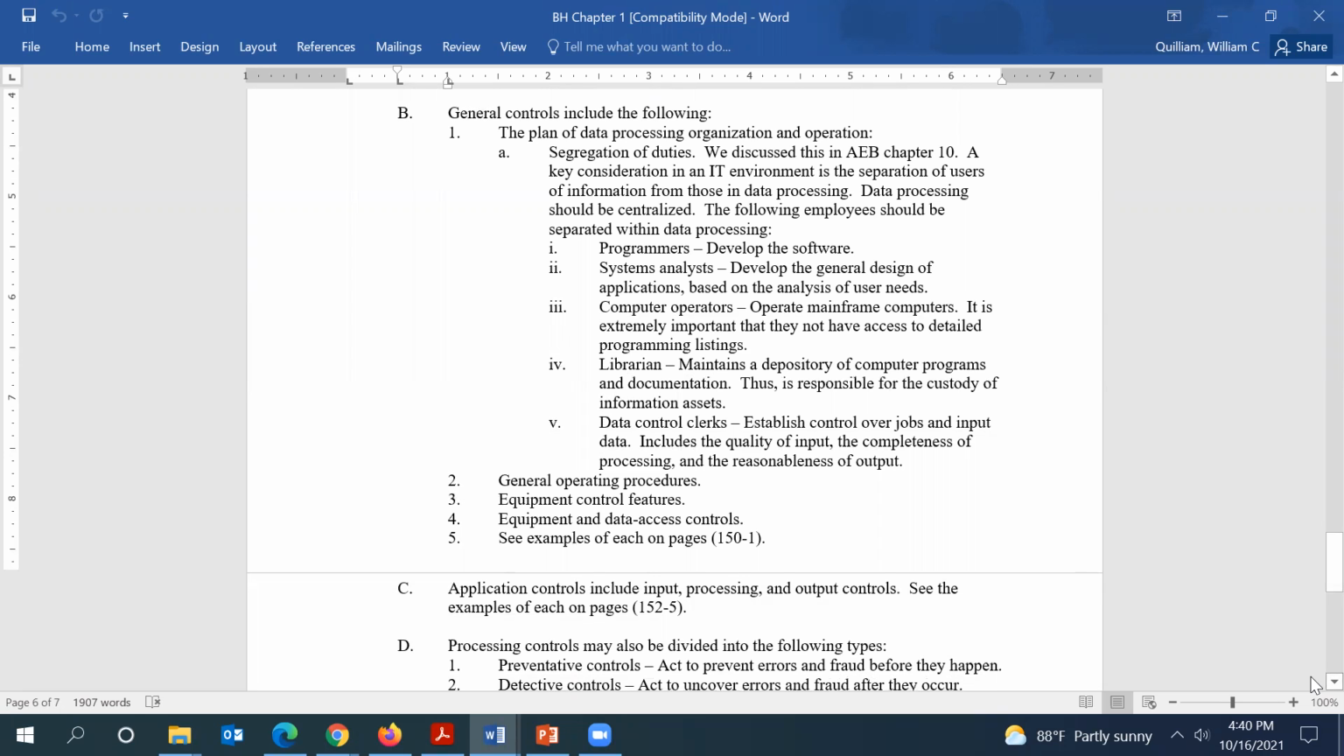Then B, general controls include the following. Well, the plan of data processing and operation. A big thing, we've studied it before in the first auditing course, segregation of duties. And a key consideration in an IT environment is separation of users of information from those in data processing, because a computer combines a lot of duties. So this is one way in which we try and keep as many duties as possible segregated, separate from each other so they serve as checks and balances. And so we don't place one person in the position to commit a fraud and be able to cover it up.